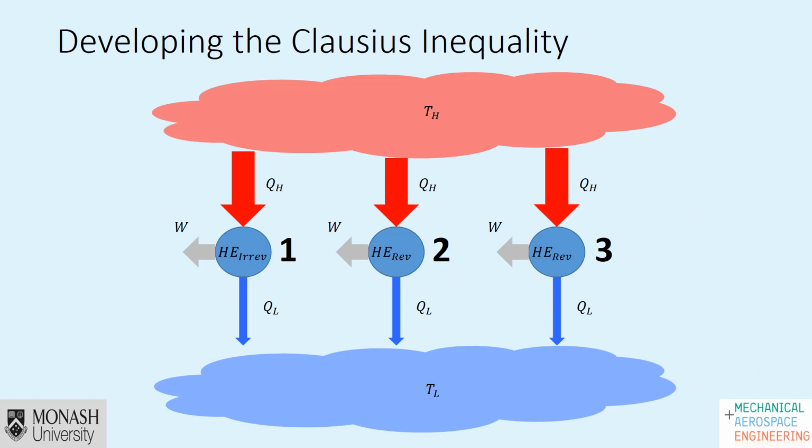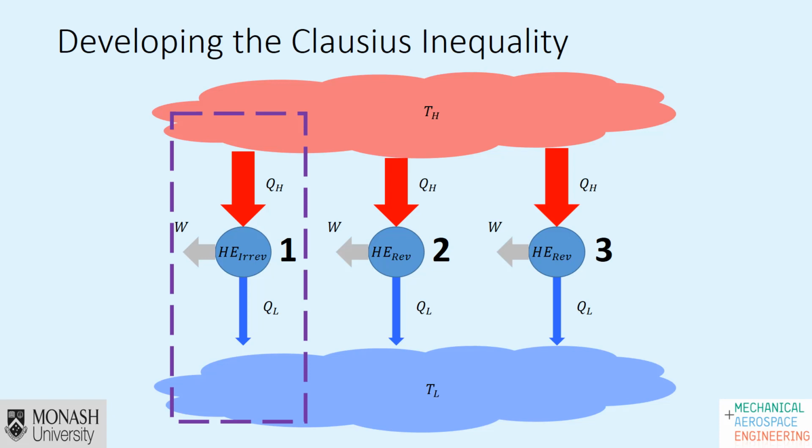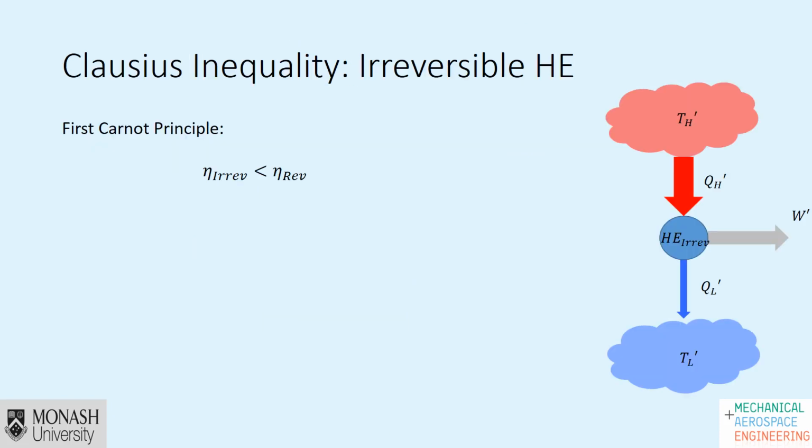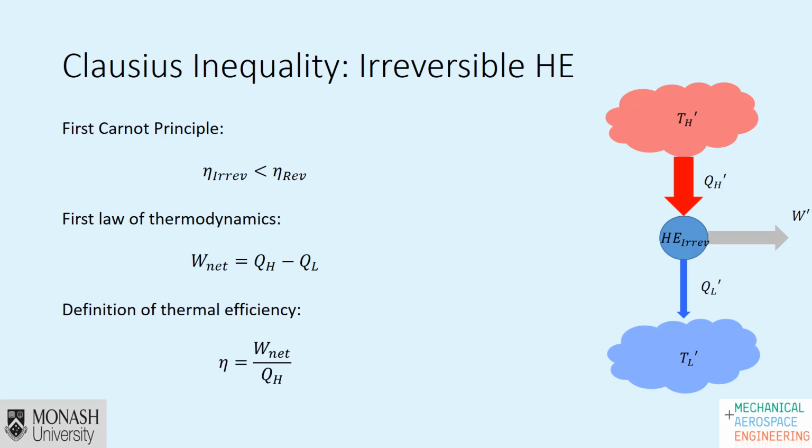Now, to cover the rest of our bases, we want to say something about irreversible heat engines. So the first Carnot principle tells us that the thermal efficiency of our irreversible engine must be lower than that of any reversible engine. Of course, as we already established from the first law of thermodynamics, the work output of any of these heat engines is equal to the difference between the heat input and the heat output. We can combine these two statements by reminding ourselves of our definition of thermal efficiency, which is the work produced by a heat engine divided by the required heat input.